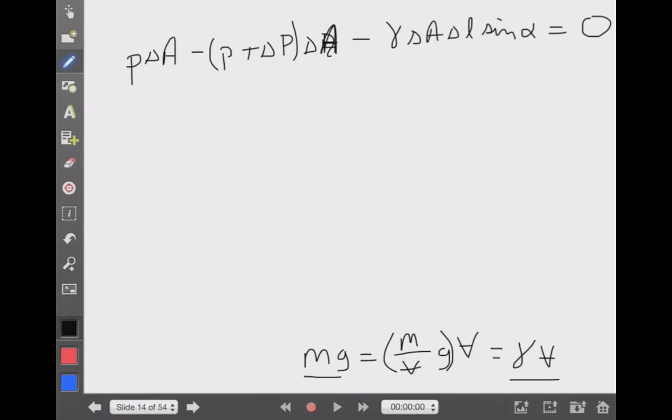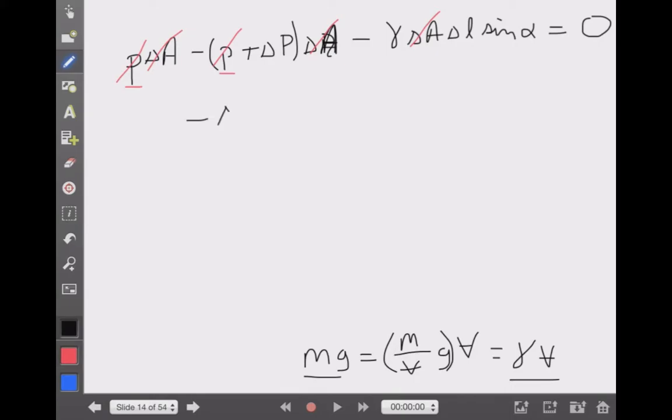Now, look at all the cancellations that we get. Area does not matter. The delta A cancels out. We also have a P minus a P here. We're left with delta P, but these P's cancel out. Actually, it's a minus delta P. So if we go along here, we can also plug in sine of alpha equals delta Z over delta L. So let's just recap here.